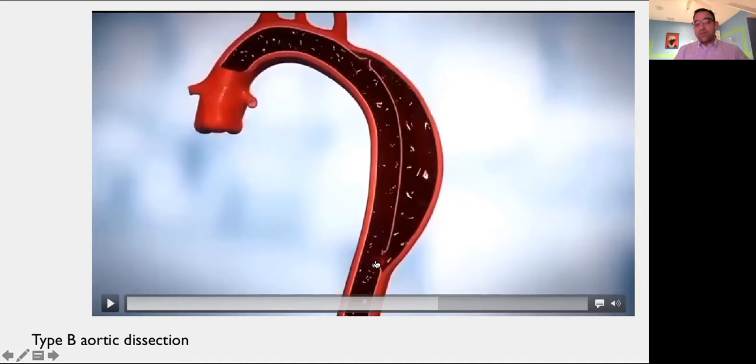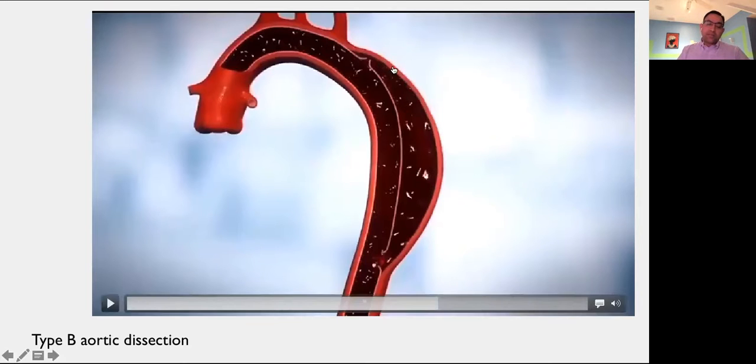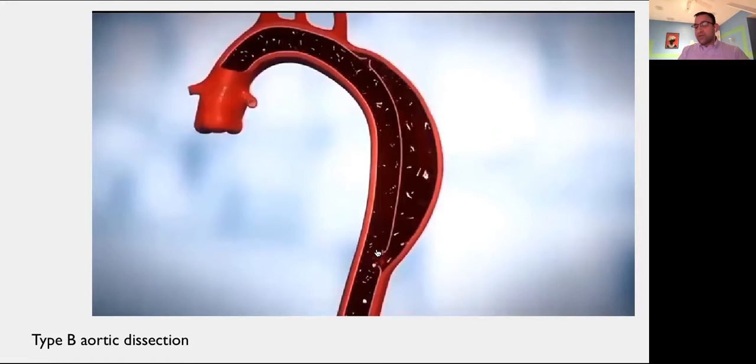So how does the malperfusion develop? As you can imagine, let's say there is a small blood vessel coming off on the sides here. The blood flow to that vessel will get occluded. So as this dissection propagates from the descending thoracic aorta down into the abdominal aorta, the patients would end up losing their blood supply to their visceral arteries, the renal arteries, and the lower extremities. So that's what the malperfusion syndrome may look like.